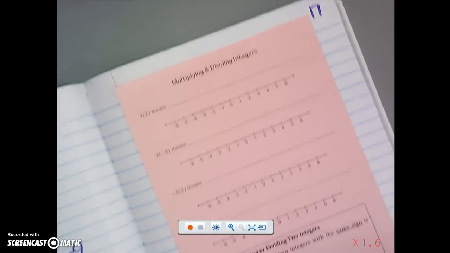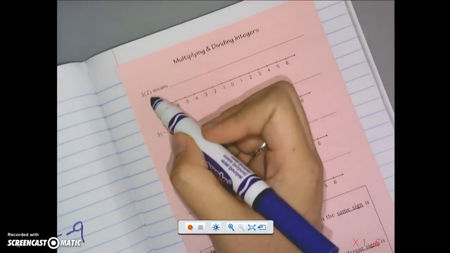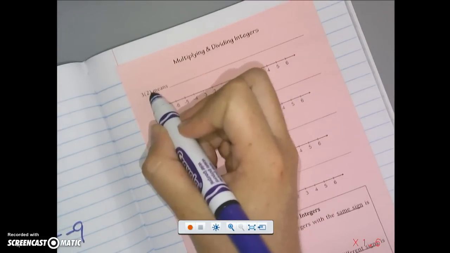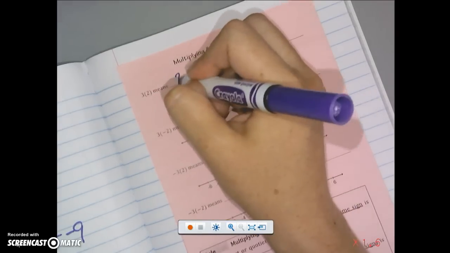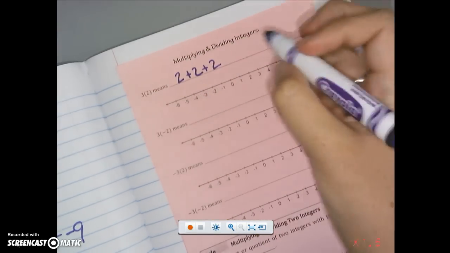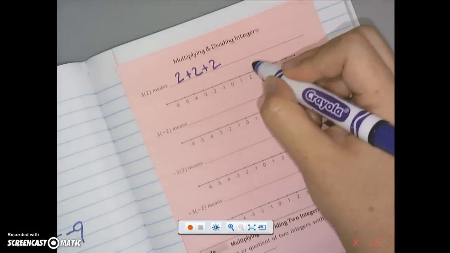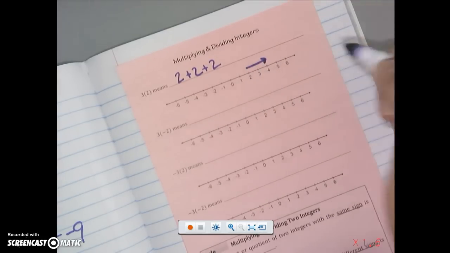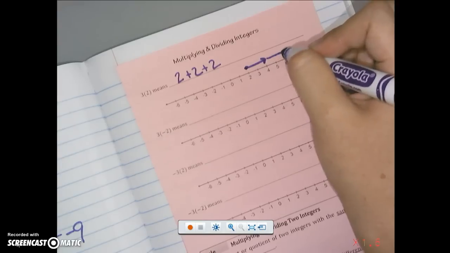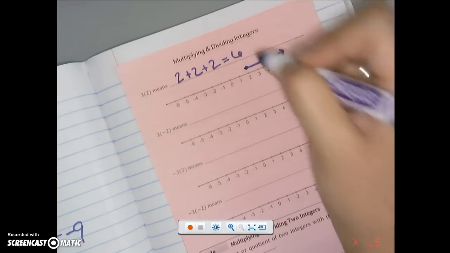All right, so let's show what 3 times 2 means. We need 3 groups of 2. So I'm going to do 2 plus 2 plus 2. And then we can show this on the number line. So plus 2 gets me to 4. So starting at 2, then adding another 2 gets me to 6.